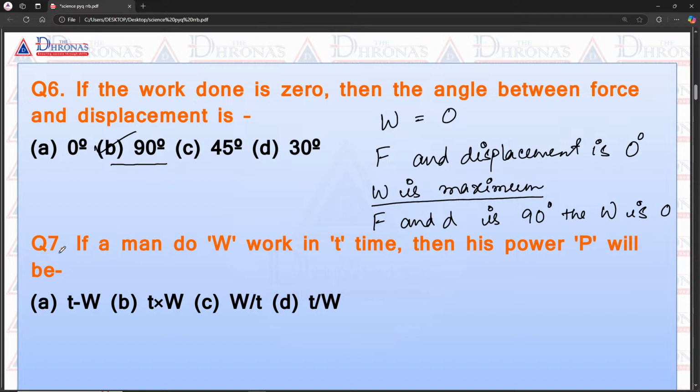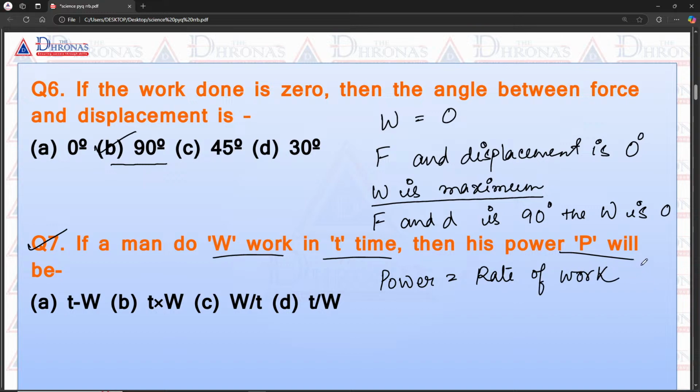If a man does W work in T time, then his power P will be. So थोड़ी देर पहले मैंने बताया, power is equal to rate of work. That means per unit time में कितना work कर रहे हो, that is your power. So if a man is doing W work in T time, then the power P will be W by T. Okay. So the power is P equals W by T, option C.